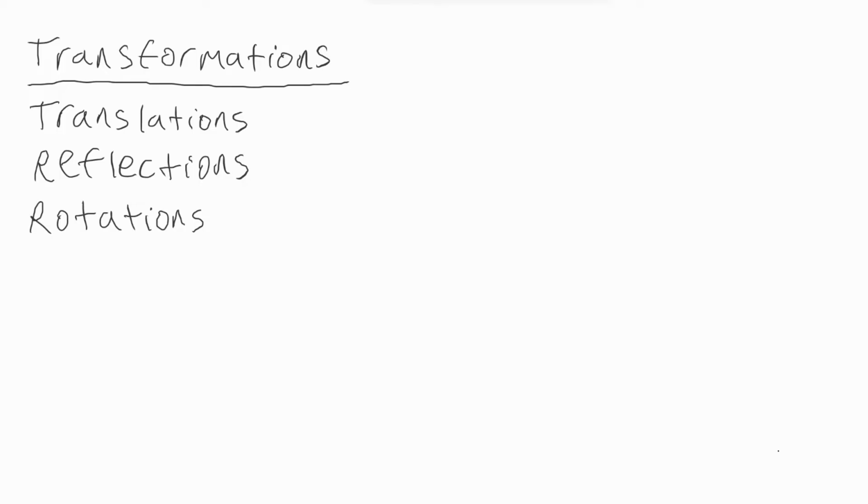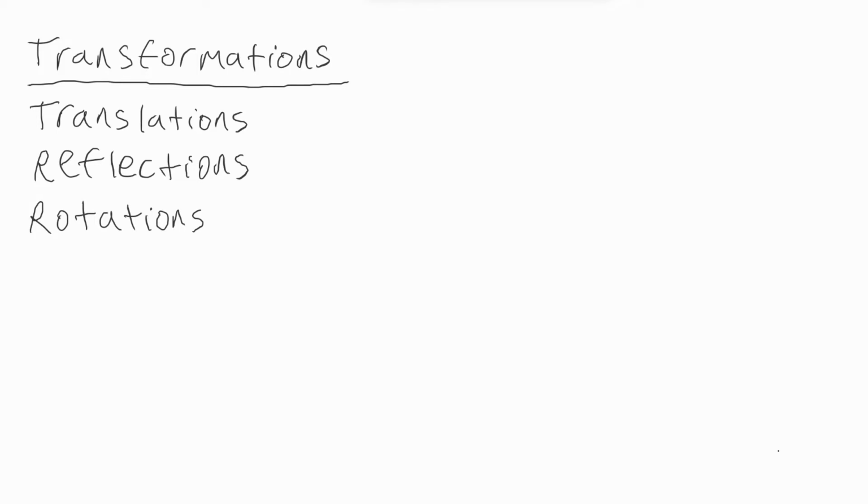Let's get started. So this unit is called Transformations. And in this unit, we're going to learn about 3 types of transformations: translations, reflections, and rotations. For translations, it's all about moving the shape, just taking a shape and moving it from one place to another, not changing anything else about it. For reflections, you're taking a shape and mirroring it over a line. And rotations is taking a shape and turning it or rotating it around a point.